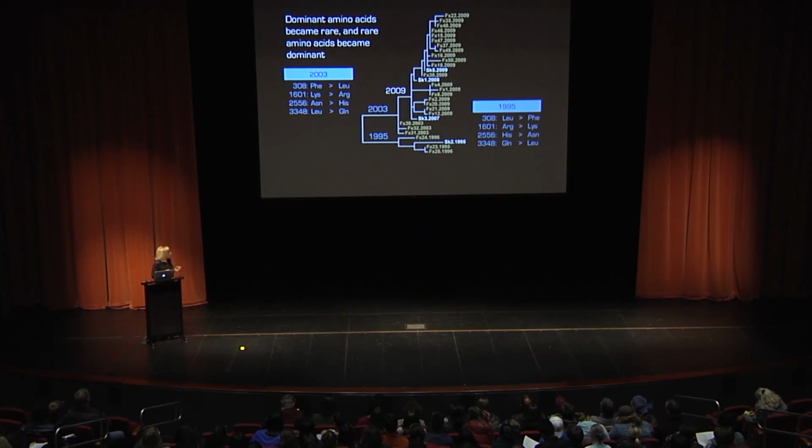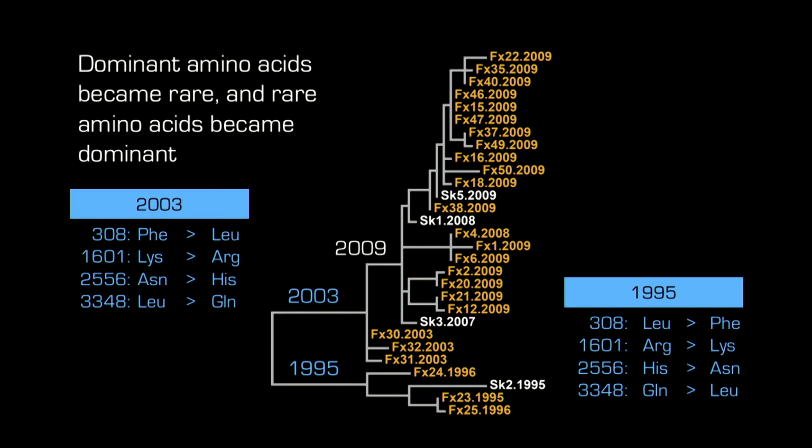And this is a repeat of the same type of data, just a little bit more specific. So putting this on the tree, if you look at the blue square there on the left, that's the 1995 amino acid changes, or a subset of them that we found. At nucleotide 308, we saw leucine at 99% there, and phenylalanine at 308 in about 1%. So the dominant amino acid was leucine by far, with a trace of phenylalanine.